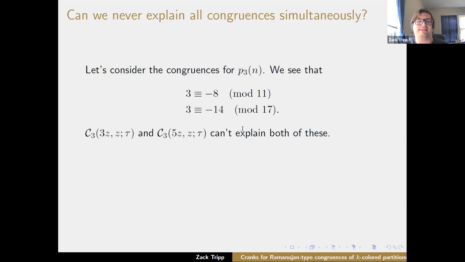So what that means is the two families we introduced on the last slide, this one can't explain this congruence for 17, and this one can't explain this congruence for 8. So we might be feeling like it's a little helpless now. We can't explain all the congruences simultaneously.